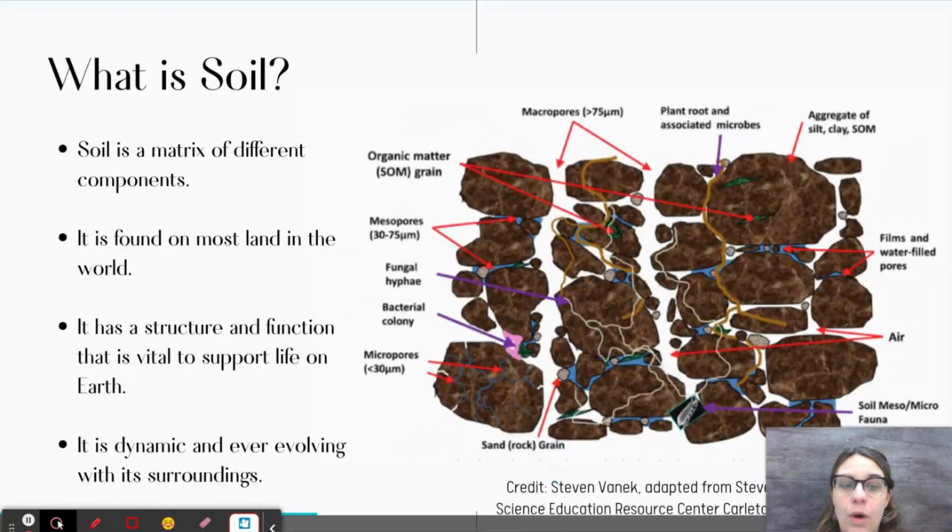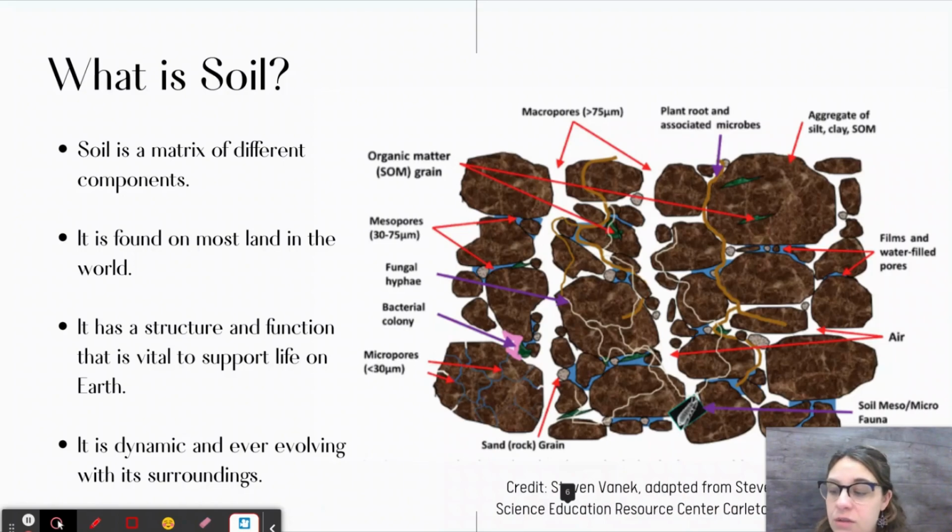So, what is soil? There's so many different types of soil. But I want to be clear that soil is not just dirt. Soil is about 25% air, 25% water, 45% minerals, and about 5% organic matter. And of course, these things fluctuate depending on where you're at and what kind of soil you're looking at.